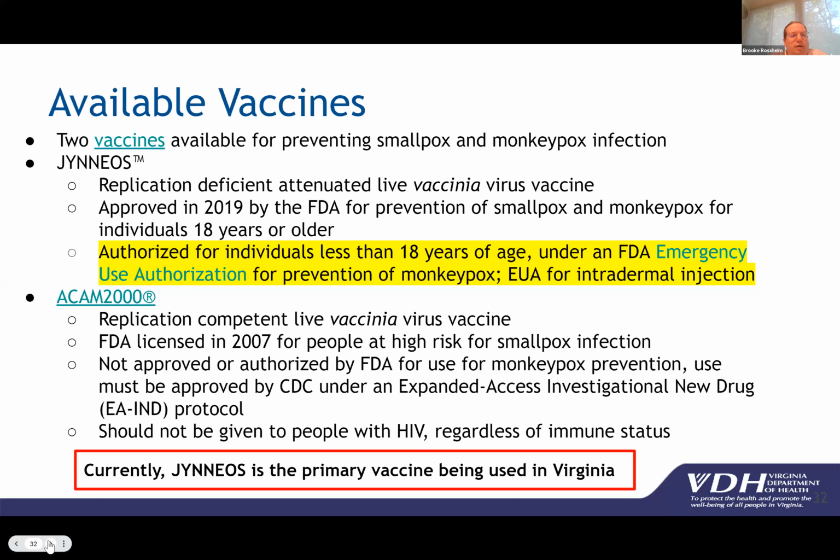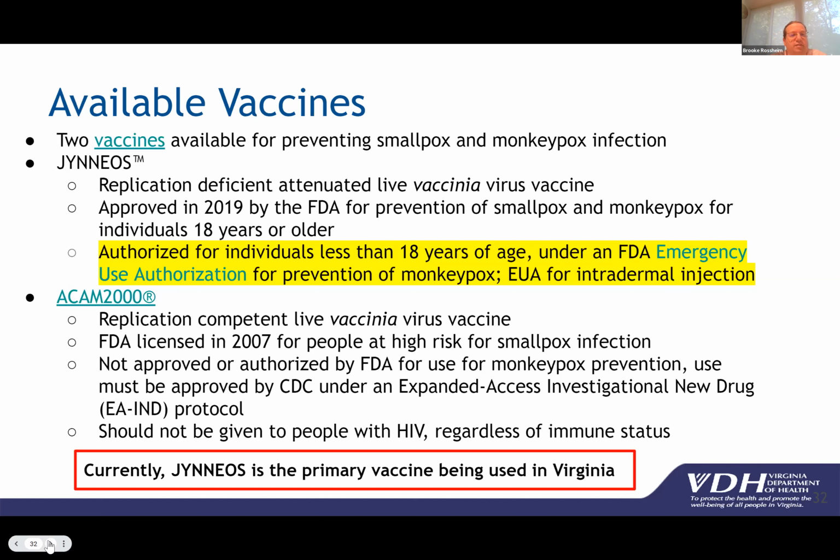Jynneos was approved in 2019 by FDA for prevention of smallpox and monkeypox for adults. What has happened recently is that FDA has issued an emergency use authorization, an EUA, for the vaccine to be used in children, so less than 18 years old. And they've also issued an EUA for this vaccine to be used intradermally. The original Jynneos vaccine is a 0.5 ml vaccine that is given subcutaneously.